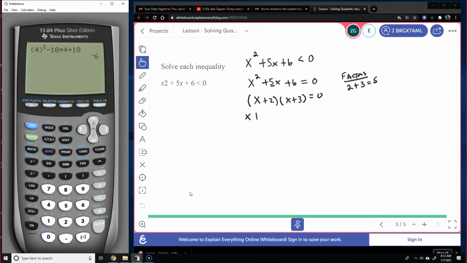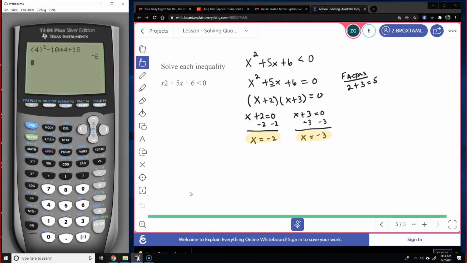So we know that we have x plus 2 equals 0, x plus 3 equals 0. Subtract 2 from both sides. So we have x equals -2. Subtract 3 from both sides. So I have x equals -3. So these are the critical values.